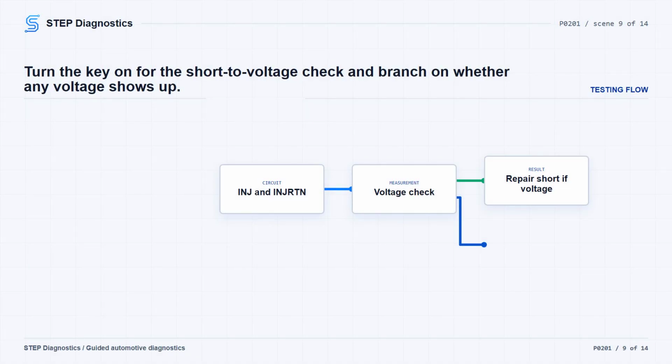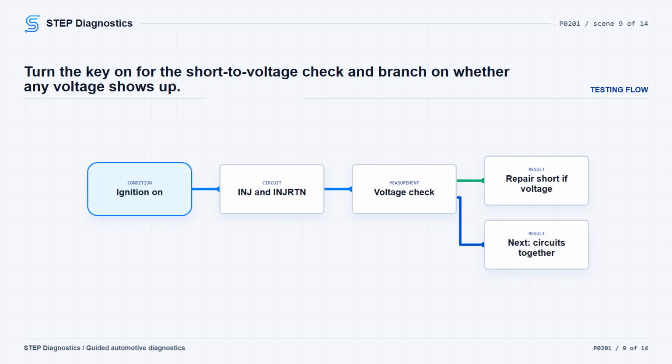Turn the ignition on and check the suspect INJ and INJ-RTN circuits for a short to voltage. Again, do not guess at a missing meter reference. The test setup has to be confirmed before you make a voltage decision. If any voltage is present, repair the short circuit, clear the PCM codes, and repeat the self-test. If no voltage is present, continue to checking whether the two injector circuits are shorted together.